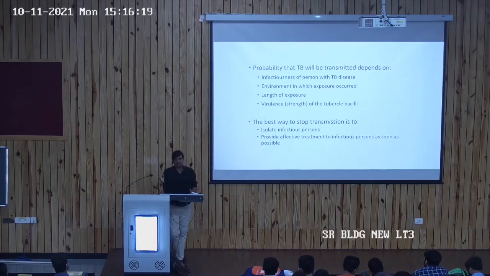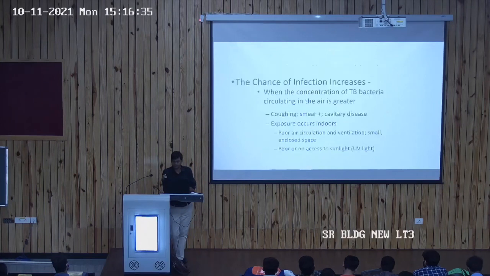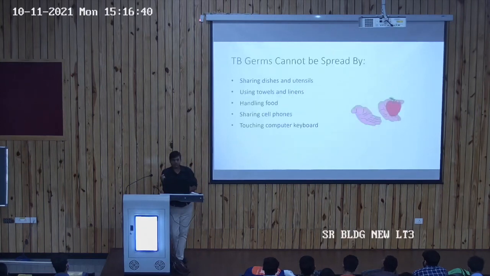Length of exposure: if you are sitting in a room which is not ventilated for a longer duration, your chances will be increasing exponentially. The best way to stop transmission is to isolate the infectious person, and then provide effective treatment to the infectious person as soon as possible. TB germs cannot be spread by sharing dishes and utensils, using towels and linens, handling food, sharing cell phones, and touching computer keyboards.